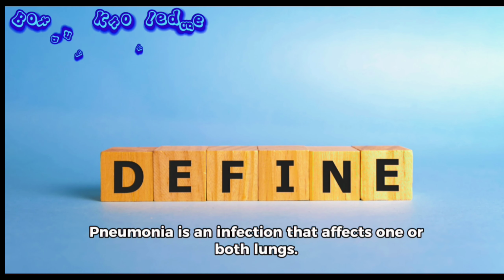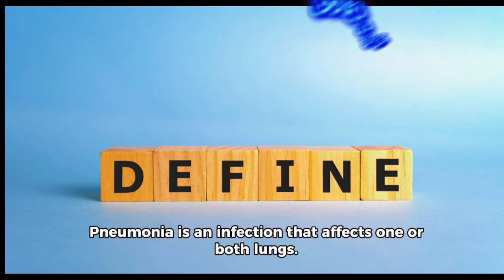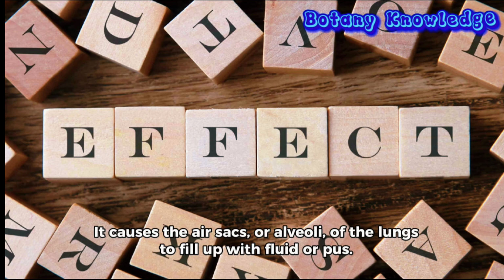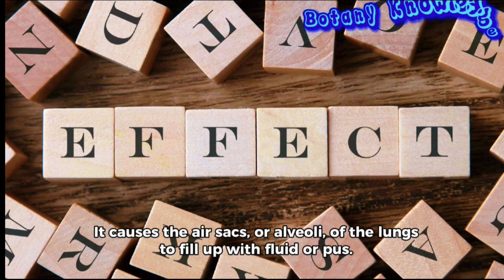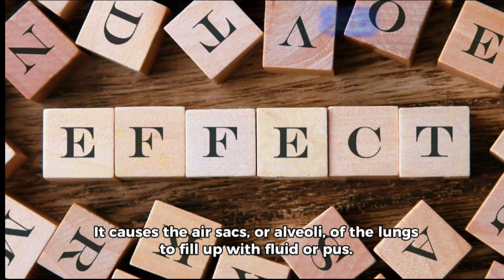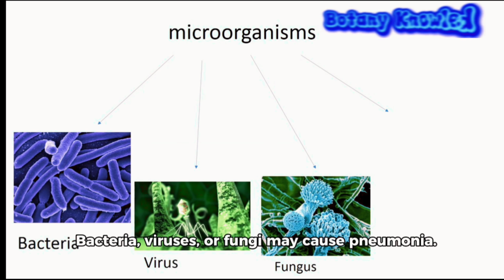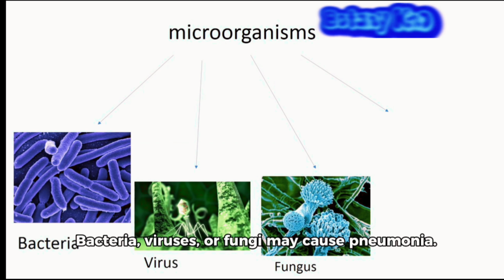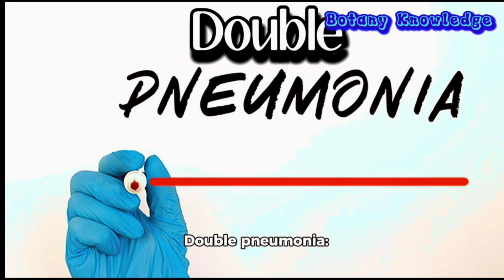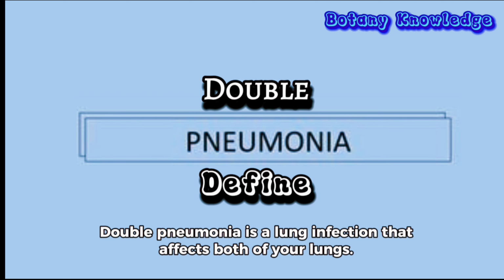Pneumonia. Pneumonia is an infection that affects one or both lungs. It causes the air sacs, or alveoli, of the lungs to fill up with fluid or pus. Bacteria, viruses, or fungi may cause pneumonia. Double pneumonia. Double pneumonia is a lung infection that affects both of your lungs.